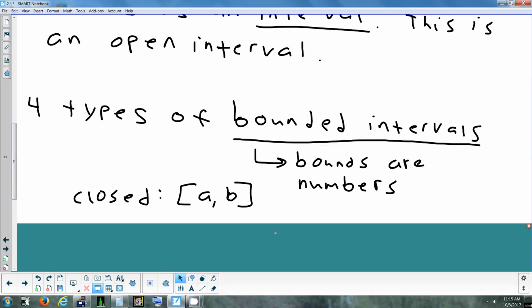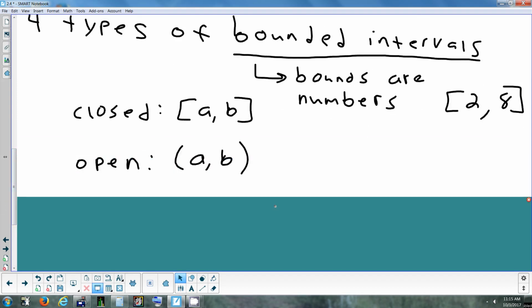Okay, so bounded interval, your bounds are numbers. You can have a fully closed interval, something like from 2 up to 8. The bracket means you can include the 2 and you can include the 8. You can be equal to on each end of the interval.